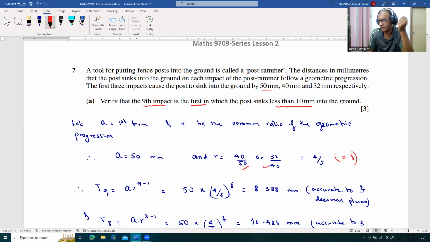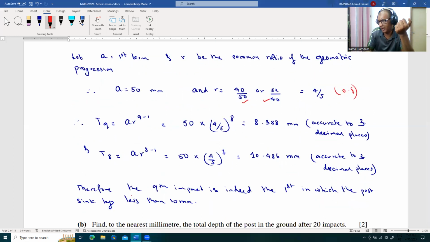OK? Term 9, c'est 50 fois 4 sur 5 à la puissance de 8, qui est égal à 8,388 mm. Et définitivement, il est moins que 10 mm. Est-ce que c'est la première impact qui est moins que 10 mm? Je dois vérifier the 8th term, A R to the power of 8 minus 1, 50 fois 4 sur 5 à la puissance de 7, on gagne 10,486 mm. Ça veut dire, huitième coup, enfoncé par 10,486, plus grand que 10 mm. Et neuvième coup, enfoncé par 8,388 mm. Et là, on a vérifié. OK?